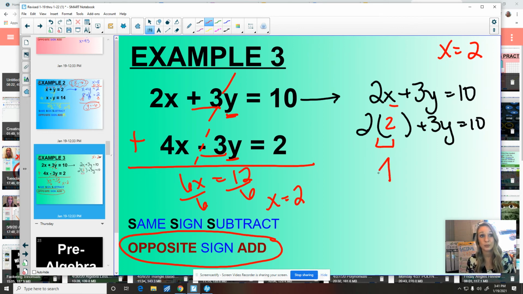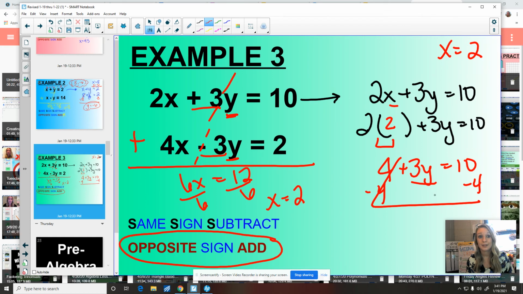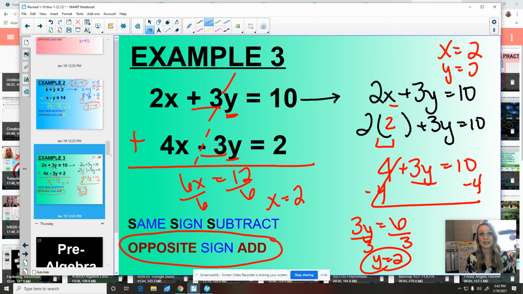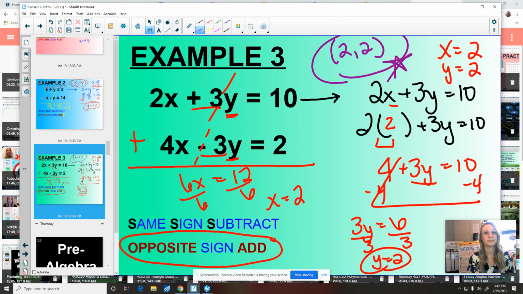2 times 2 is 4. I want to keep my 3y there because I know I need to solve for it. I need to isolate y. That means I'm going to subtract 4 from both sides to start that isolation. I'm going to just continue over here. I've got 3y is equal to 6. Divide both sides by 3, and y is equal to 2. Again, I'm going to sketch that up here, but then I'm going to finalize my answer by writing it as an ordered pair. And you are done.